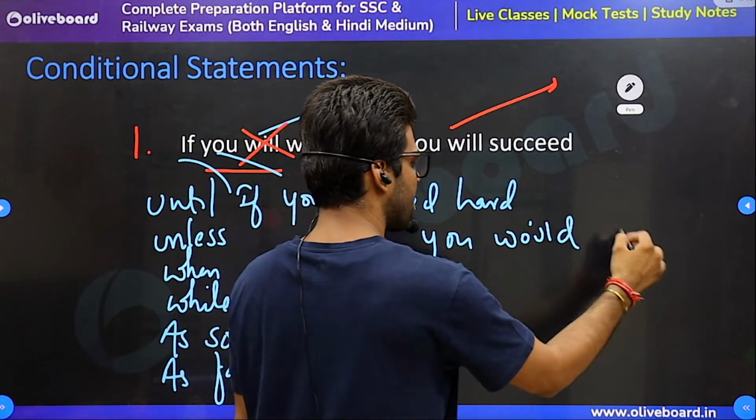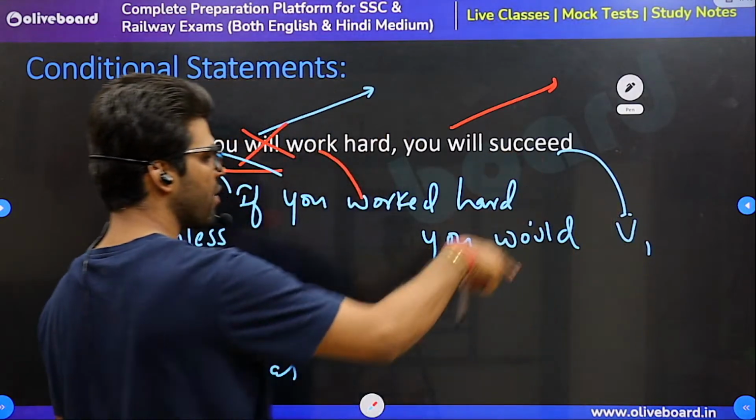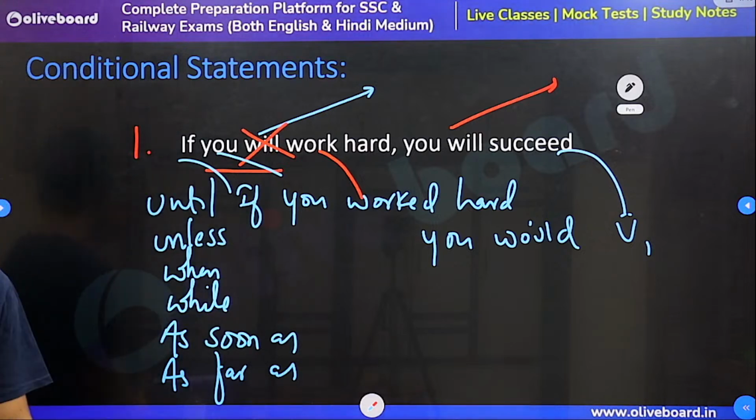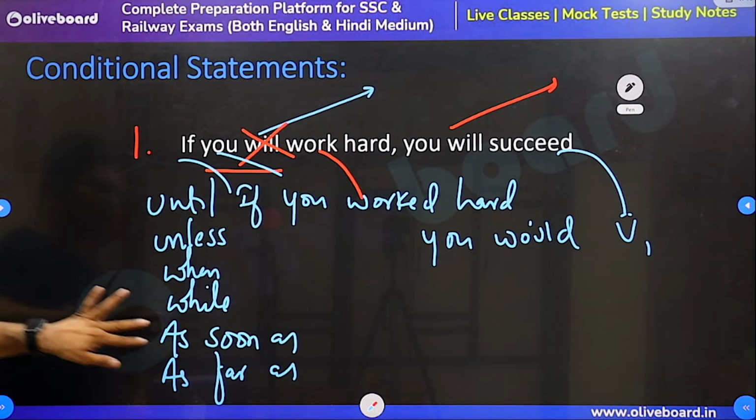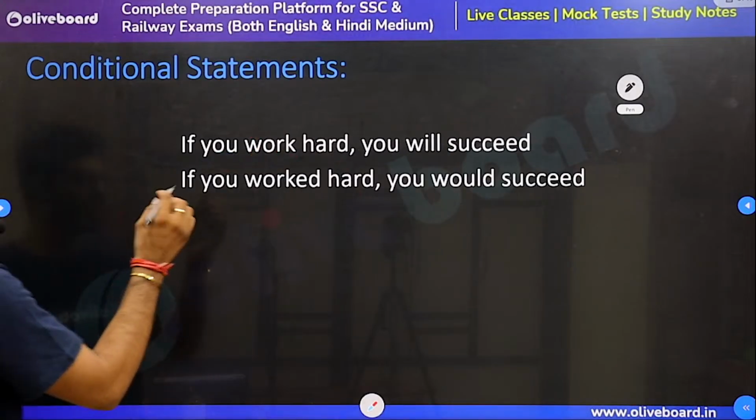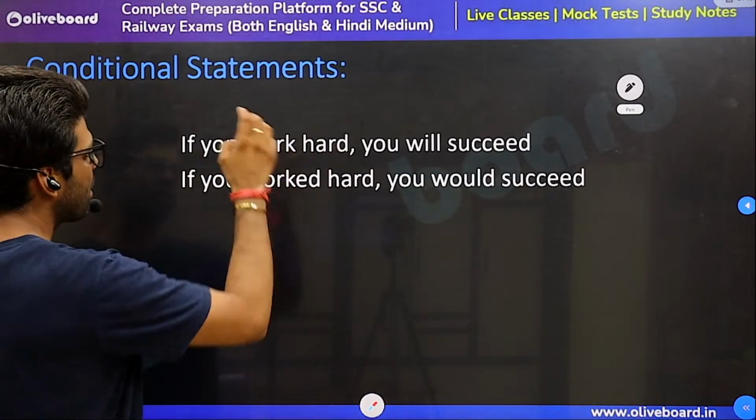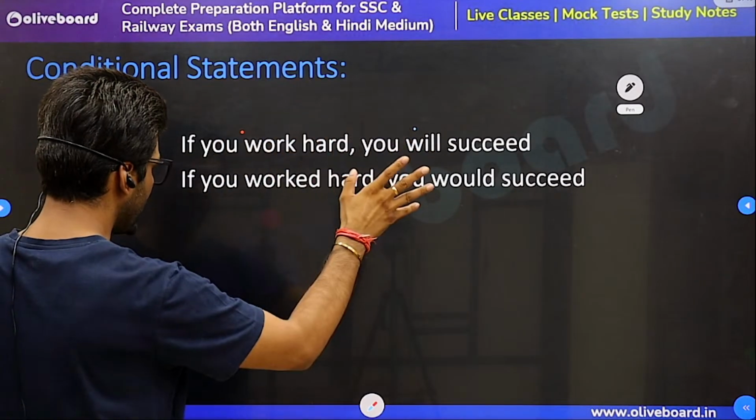Models take a fresh form. That's a V1. We have the second conditional. I'm explaining. I haven't finished yet. The second conditional here. That was the first one. If you will work hard, I repeat, conditional clauses can never be in future in English.